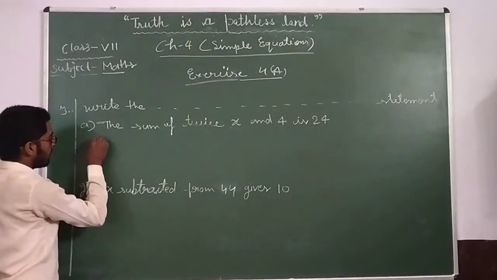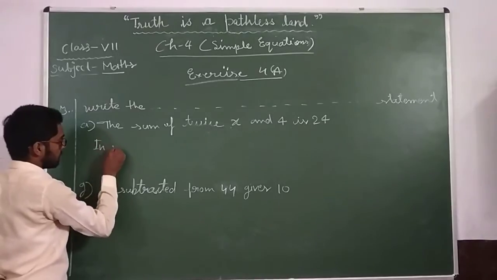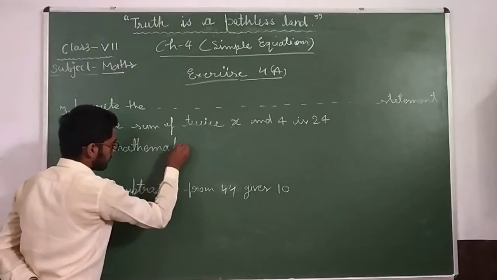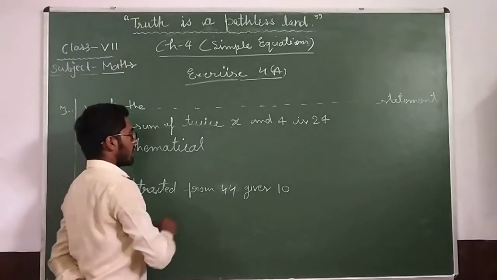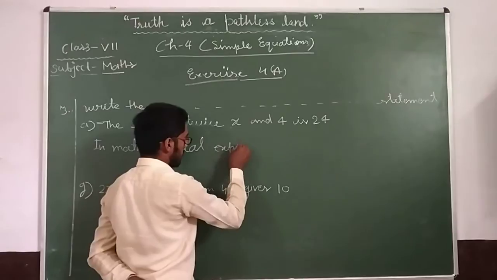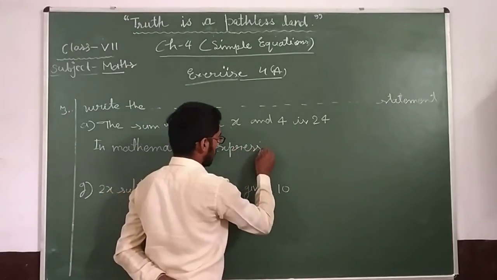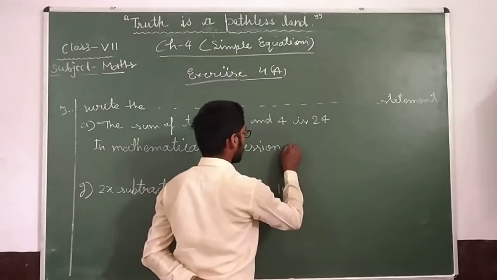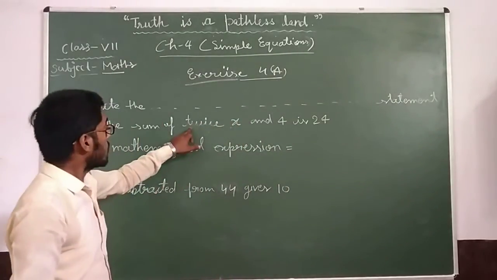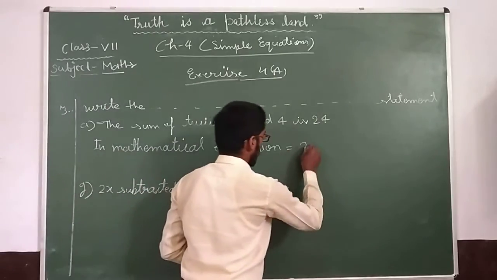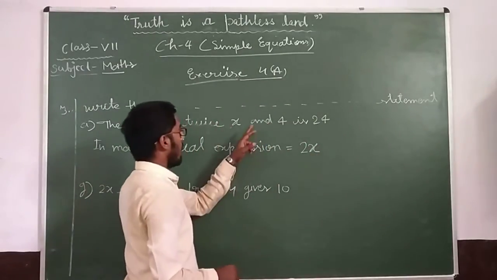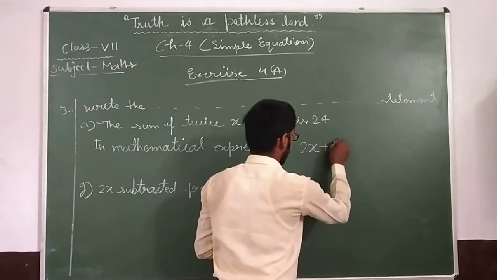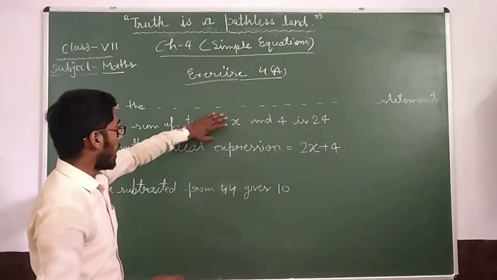See, in a mathematical equation, what is twice x? Twice x, and the sum of twice x and 4. Okay, sum of twice x and 4.